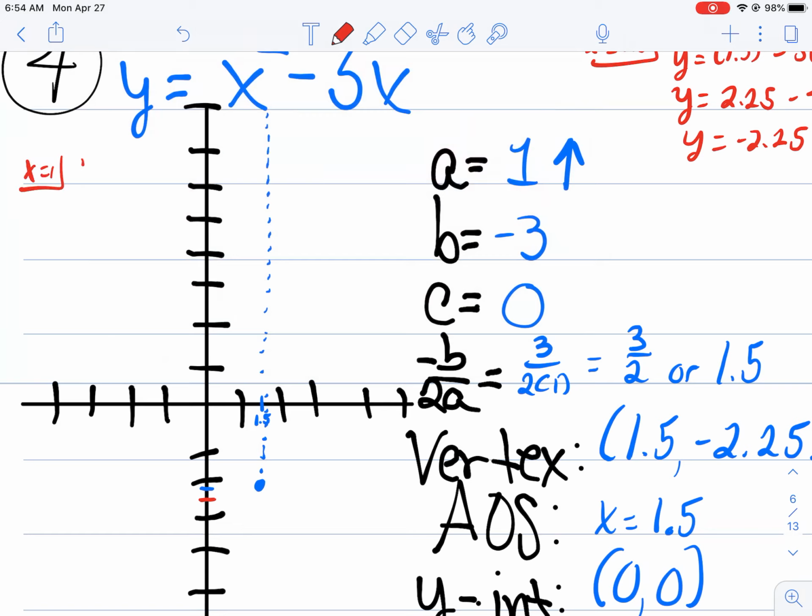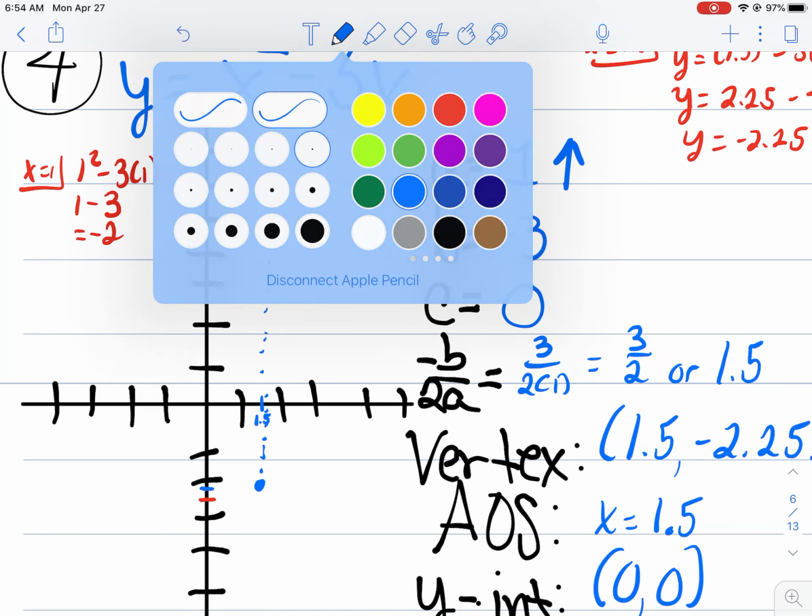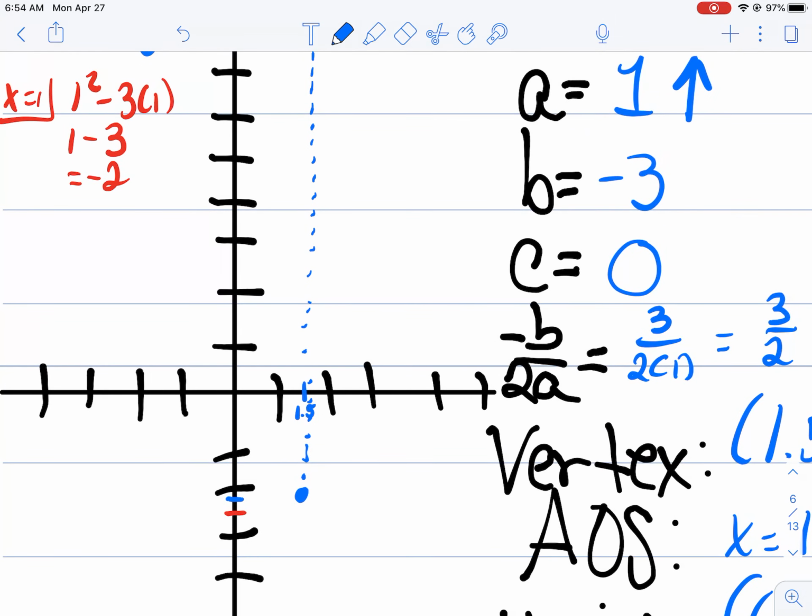All right, so I get 1 squared minus 3 times 1, which is 1 minus 3, which is negative 2. Okay, so I'm going to plot that point. So at (1, -2), right over here, and then reflect it over here at 2, so then we get (2, -2) also. Okay, and again, you can verify this with the math. It works out just fine. It'd be 4 minus 6, which is negative 2.